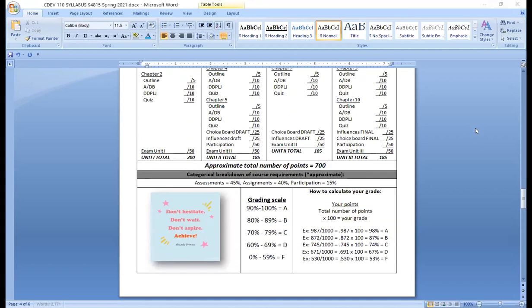And I put a little quote from Amanda Gorman because I'm so in love with her right now. Don't hesitate, don't wait, don't aspire, achieve. I love it when people say, I really aspire to be, and I'm like, do it. If COVID has taught us anything, life is short, so go do it.